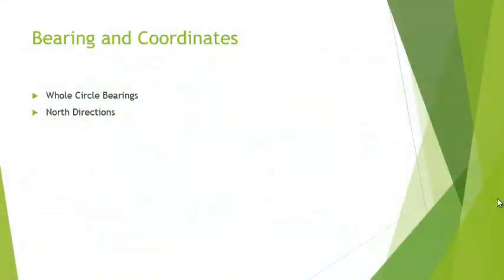Direction is one of the most important principles in traversing, as it determines the way and path of a survey line, which later on will be very useful in determining the accuracies of the survey work. There are two types of directions in traversing. First is the whole circle bearing, or simply WCB, and secondly is the direction based on north directions.